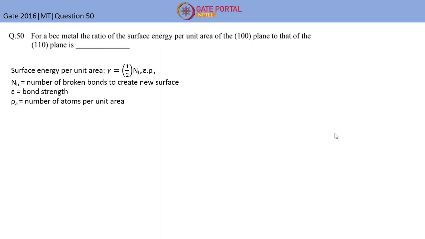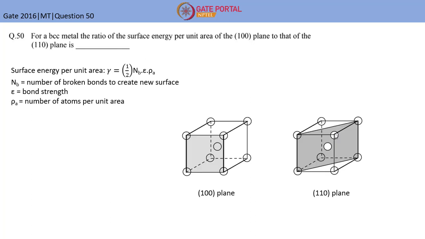So the surface energy per unit area gamma is given by half of Nb into epsilon into rho A, where Nb denotes the number of broken bonds to create the new surface, epsilon is the bond strength, and rho A is the number of atoms per unit area. So if we consider the BCC crystal, here you can see I have shown you 100 plane and I have shown you 110 plane.